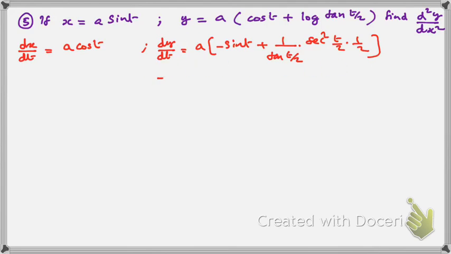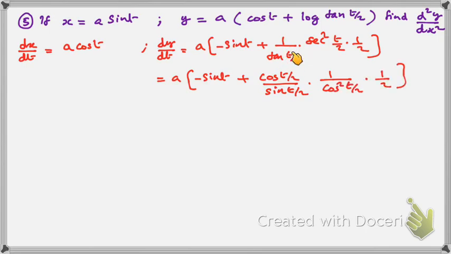Going to do a little bit of simplification there. That's why this question is important. So a stays outside. Inside the bracket I have minus sin t plus 1 by tan t by 2. 1 by tan t by 2 is cot t by 2, and cot t by 2 is cos t by 2 by sin t by 2, into sec square t by 2, which is 1 by cos square t by 2, into this 1 by 2 which I kept the same.